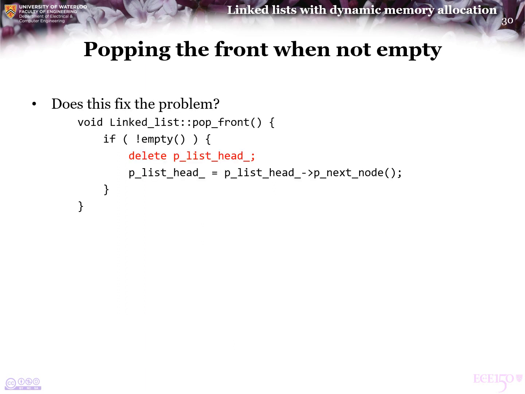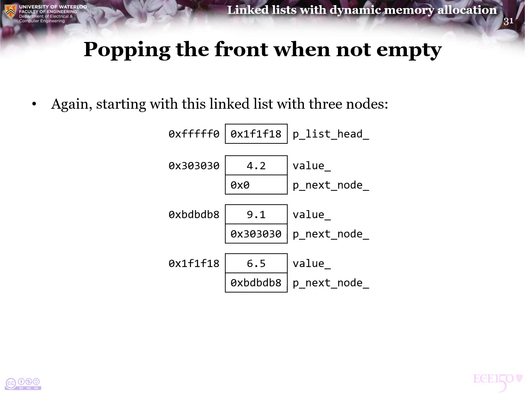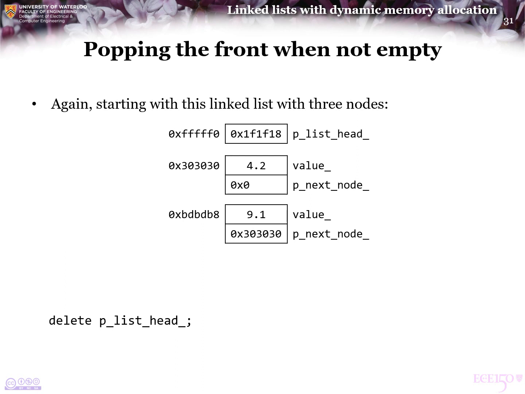Now, does this fix the problem? Can we just delete that first node and then update the pointer to list head? To see whether or not this works, let's again start with the following linked list with 3 nodes. So the first thing we will do is we will call delete on the current value of pointer to list head. Well, pointer to list head currently stores the address 1F1F18, and so we will let the operating system know we no longer need that memory. It's now gone.